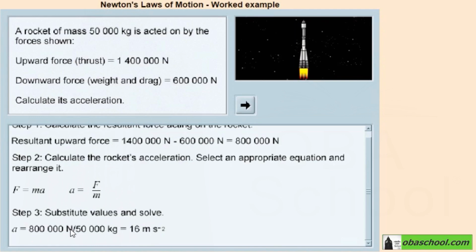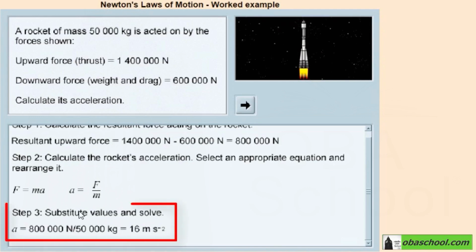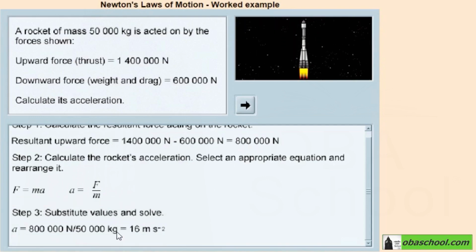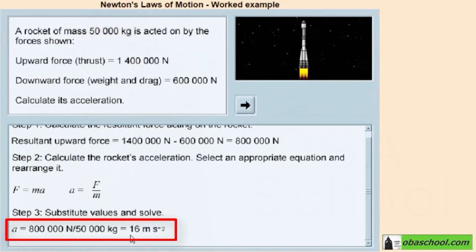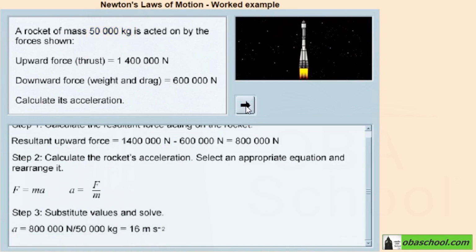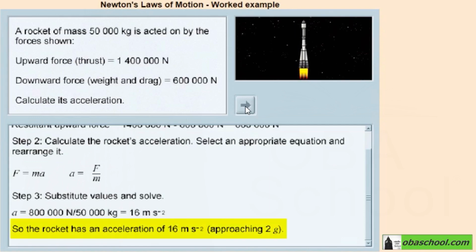So the acceleration will be equal to 800,000 newtons, which is the resultant upward force, divided by the mass of the rocket, which is given in the question, 50,000 kilograms. So the answer will be 16 meters per second squared. So the rocket has an acceleration of 16 meters per second squared.